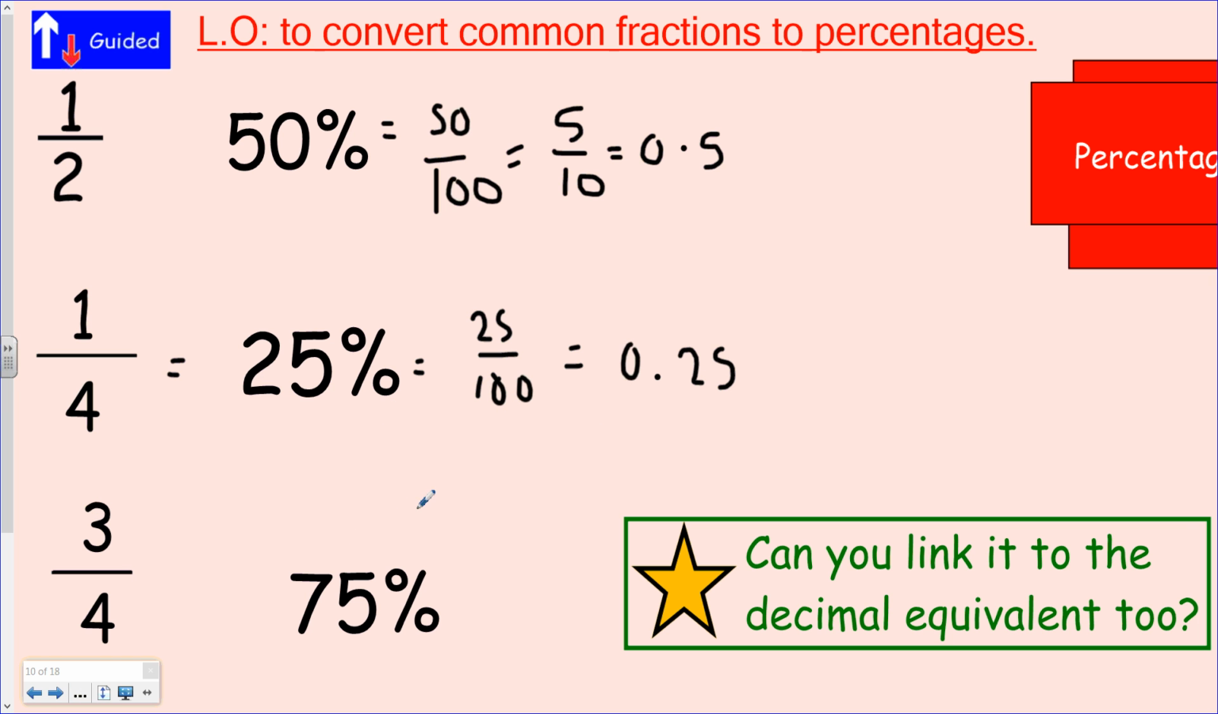3/4 is 75%, and we know that because 75 over 100, if it's got 100, it's got two zeros, it needs two decimal places, it's going to be 0.75. They are what we call famous fractions, famous percentages and decimals also. You need to just learn those, okay? So you need to make sure that you recognize these straight away, okay? So 1/4 is 25%, 1/2 is 50%, 3/4 is 75%. Have a go writing them down multiple times, test yourself, quiz yourself on them, and make sure that you have memorized those famous fractions for me.